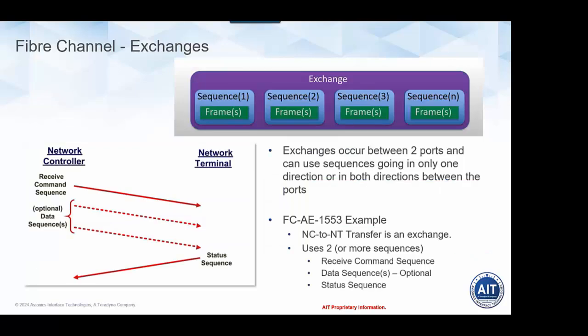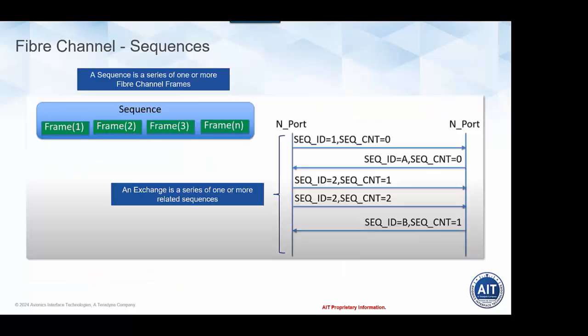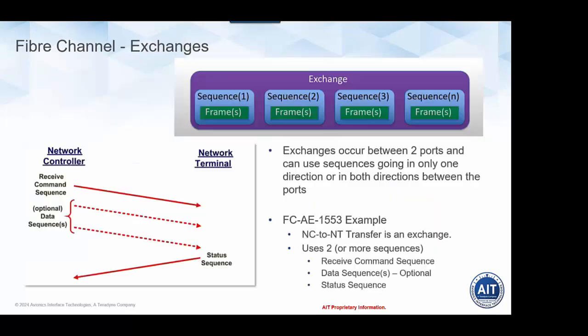Exchanges can occur between 2 ports, and they can include sequences that go in one direction or both directions. So in the previous slide, we showed an exchange that had sequences going in both directions, but it's perfectly legal and supported to have an exchange that includes multiple sequences that only go from one source port to the other destination port. It doesn't have to be bidirectional.